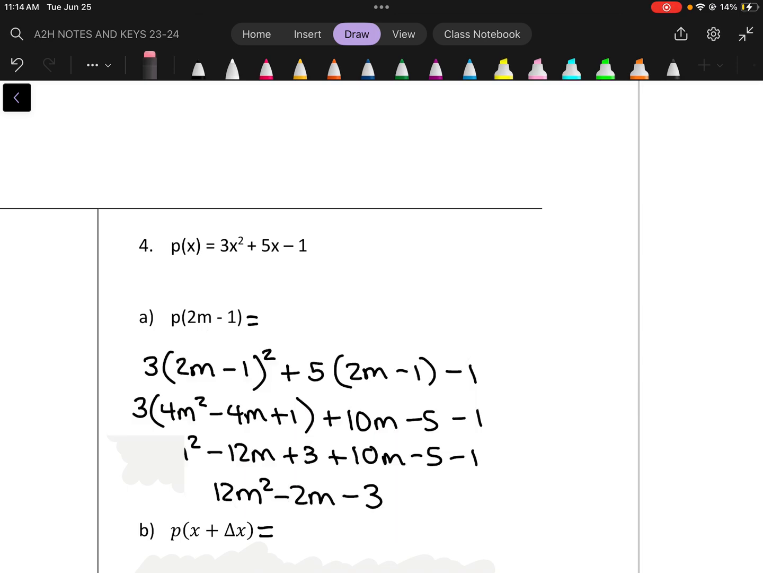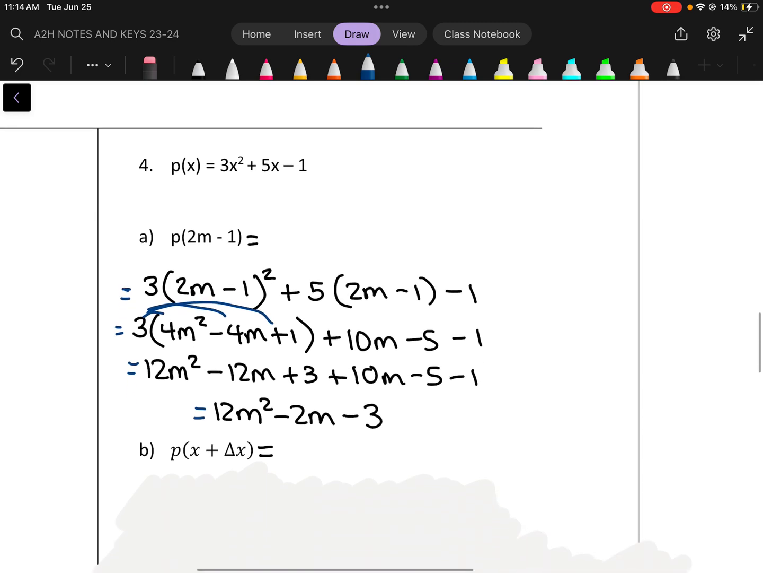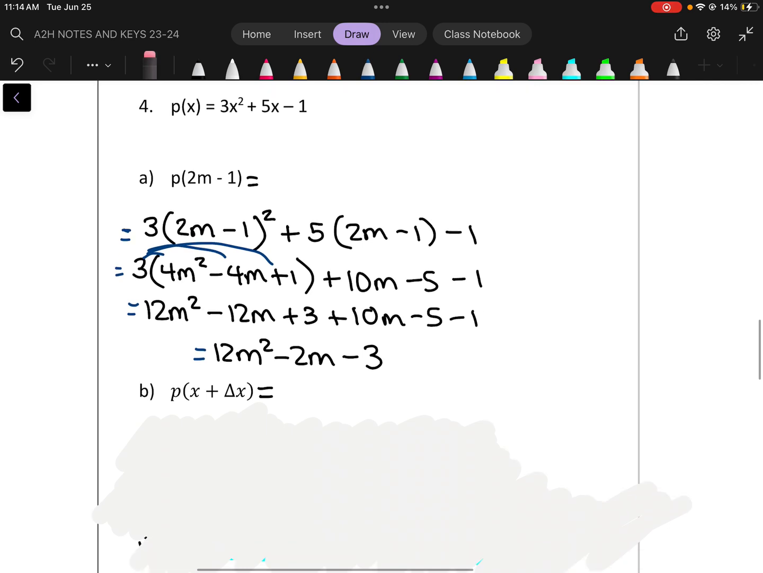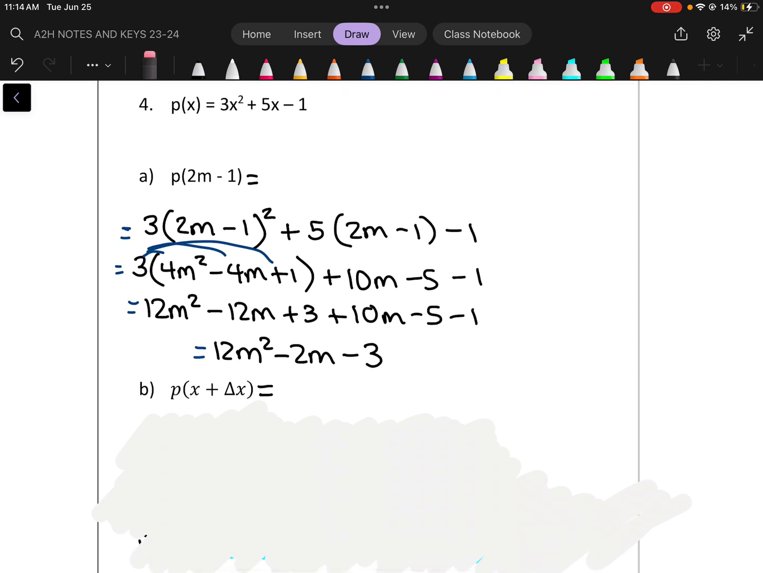All right, how did we do? So other than I need to put my equal signs, we're making equivalent expressions all the way down. Hopefully you got 12m squared minus 2m minus 3 for that. Just remember you FOIL first, do the binomial squared first, then you multiply by 3 in this step. Make sure you don't multiply by 3 first and then square. That's not right according to order of operations. All right, so hopefully you got that okay.